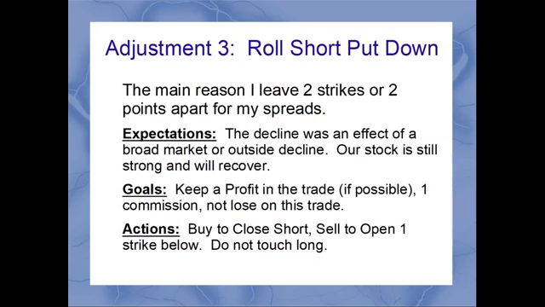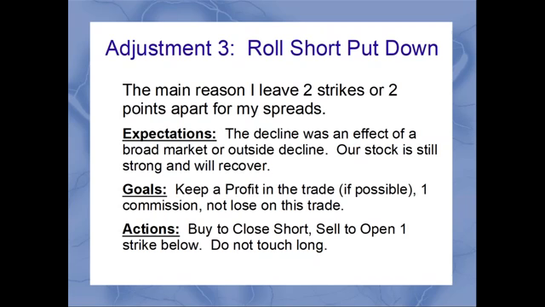The stock hits my trigger, I get the 3 confirmation. We know that's the conditions. The expectations. Well, if I'm using 3, it's because I feel the decline was an effect of a broad market or outside decline, just like 1. Our stock is still strong and will recover, but I want a little bit more protection in case.